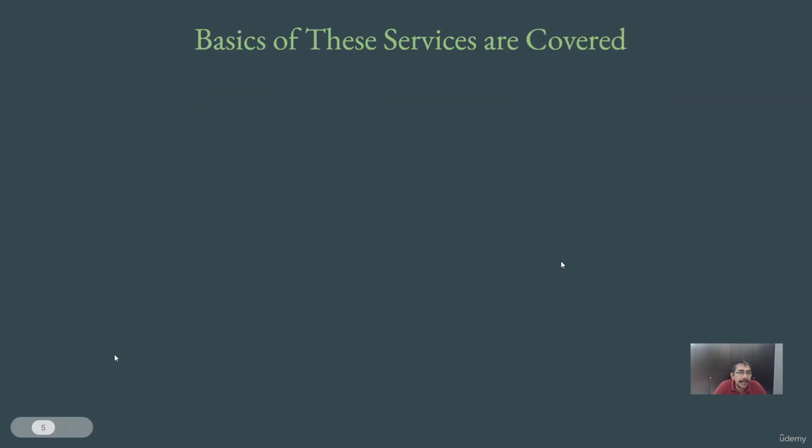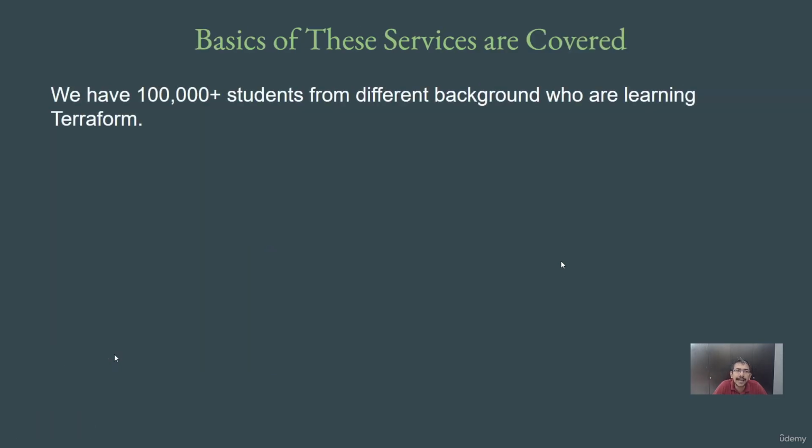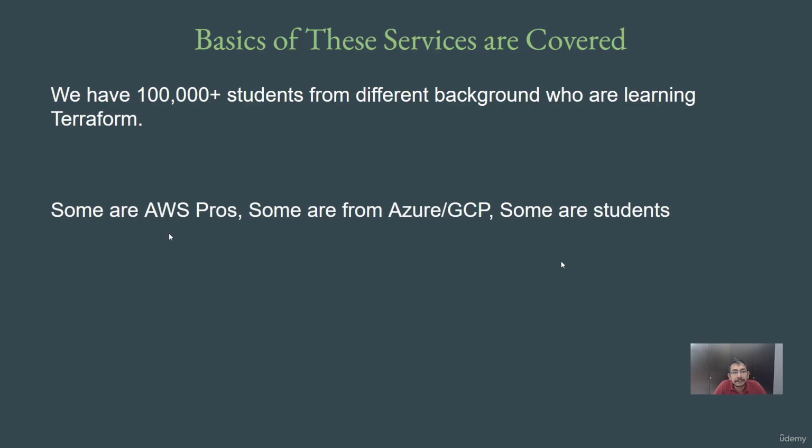Now, one part that we need to keep a note of is that we have more than 100,000 students from a wide variety of backgrounds who are learning Terraform from our course. So when you have so many students who are learning Terraform, everyone will have a different background. For example, some might be AWS professionals who have been working with AWS for many years. We have so many students who are not aware of AWS. They are from an Azure or GCP background. So if you ask them about Azure or GCP, they are like pros.